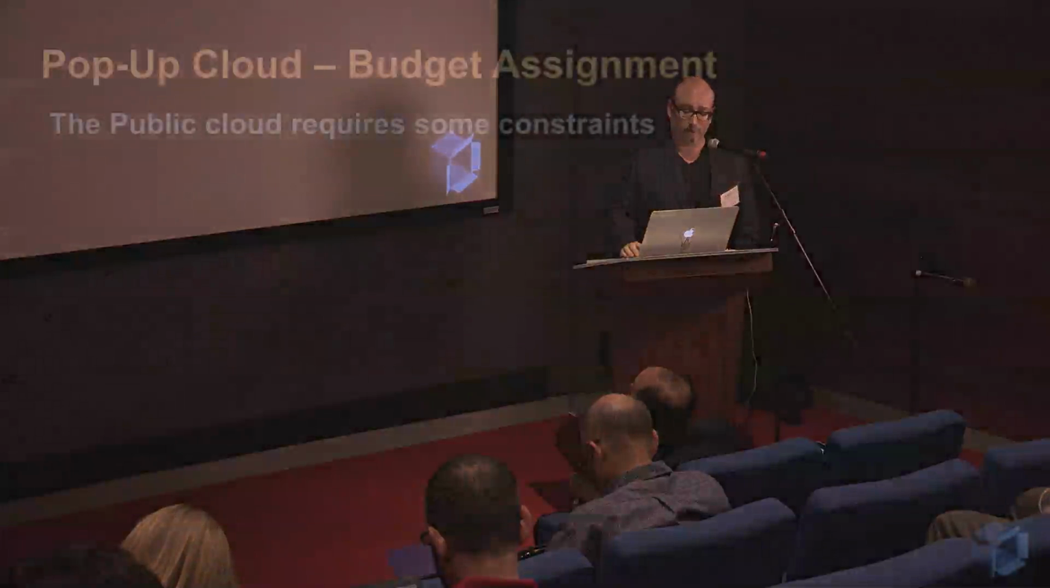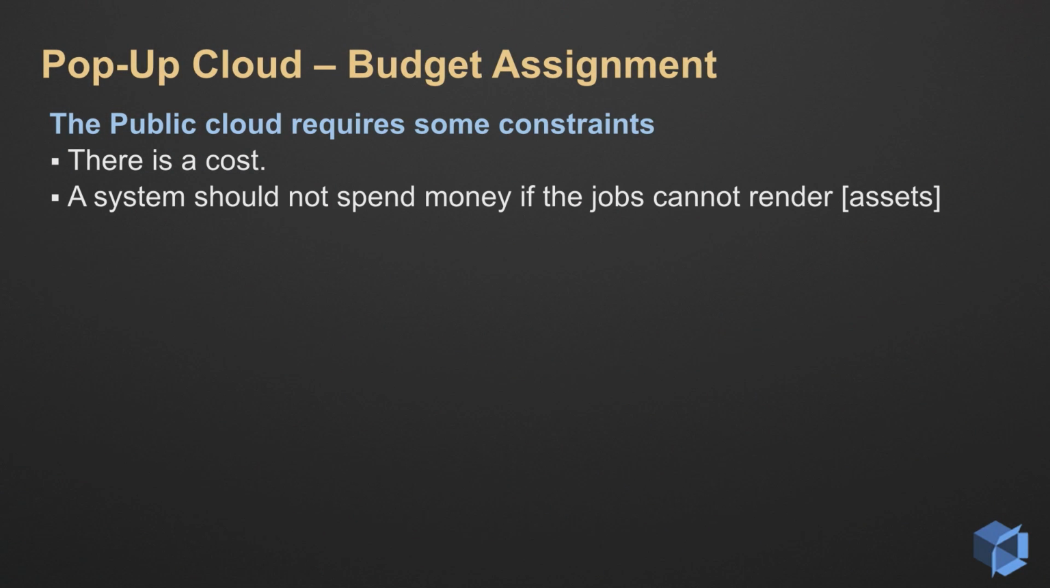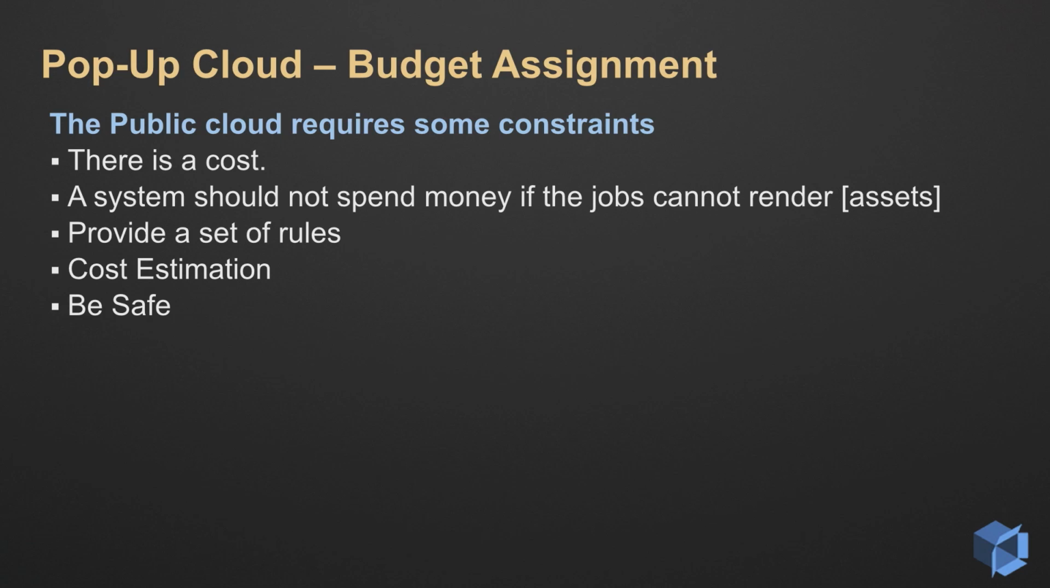So let's talk about budget assignment. The public cloud requires some constraints. There is a cost to rendering in the cloud, and there's a cost to rendering locally, but it's a cost that you spend at the beginning, and it's easier to use a resource you've already spent than a resource that's charged per hour or per minute.